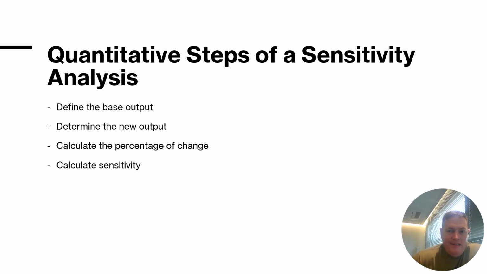You then look at each of the outcomes and determine the percentage of change based on the percentage changed by the independent variable and the amount changed as the output or the end result. You then calculate the sensitivity by dividing the percentage changed in the end result by the percentage change.